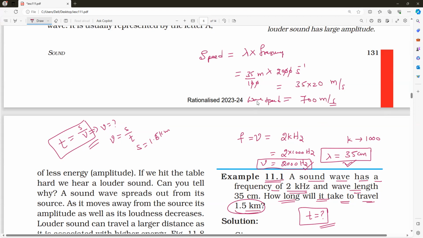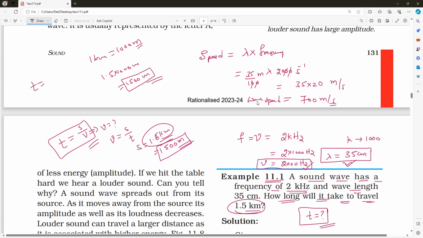Now you substitute it here, but the distance is in kilometers. So 1.5 kilometers means how many meters? 1500 meters. Because 1 kilometer is equal to how many meters? 1000 meters. So 1.5 into 1000 meters, which is equal to 1500 meters. Is it right, guys? All of you? Yes, sir.